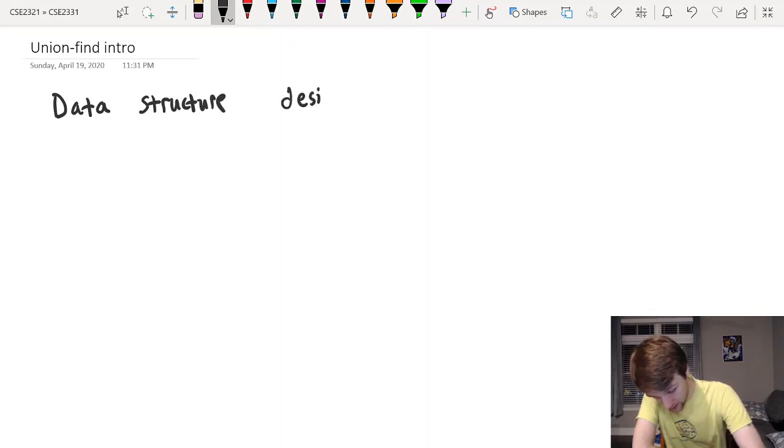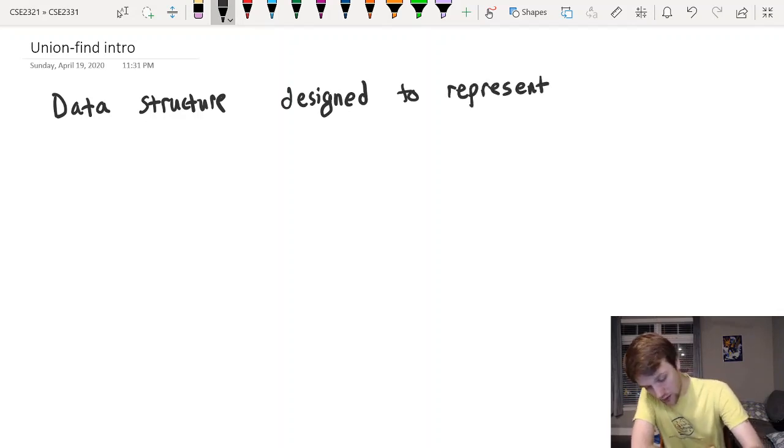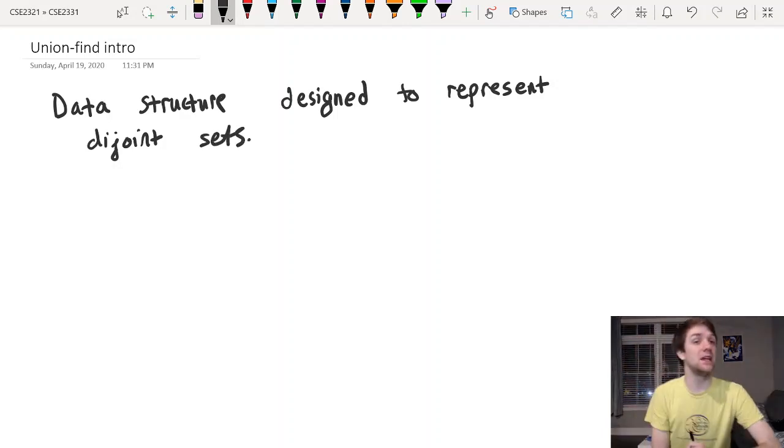designed to represent disjoint sets, which hopefully we remember what those words mean. Sets meaning everything is unique, and disjoint meaning that there is nothing that exists in two of the sets at once.